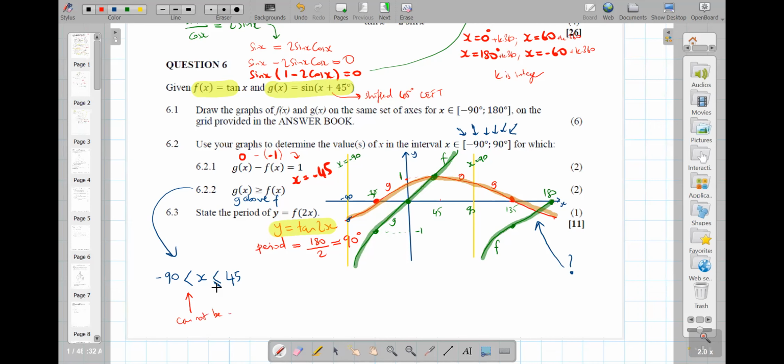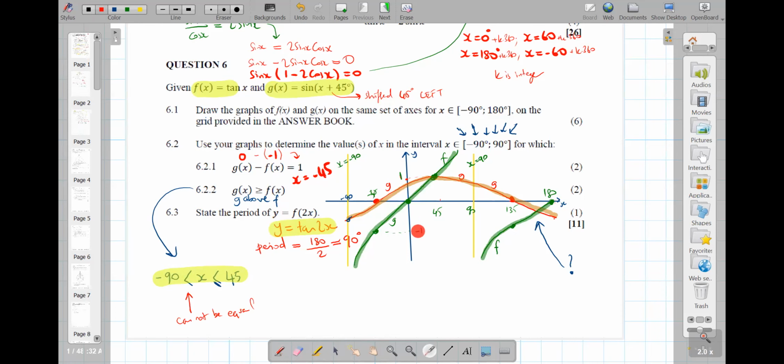Cannot be equal. Why? Because of the asymptote line. Otherwise, that's the answer. You just write minus 90 to 45. But look at the original question. It has an equal sign. You see, but now you don't equate both of them. Is it okay?